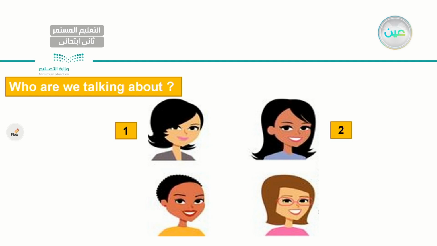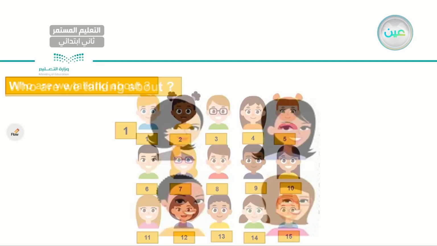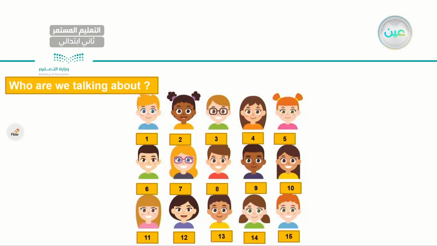Now, the lady I'm talking about has got light skin. So, am I talking about number 1 or number 2? I am talking about, very good, number 1. So, number 2 is out of the game. I'm describing number 1. She has got black hair, light skin, and she's a lady. Now, I'll try to make it more complicated.